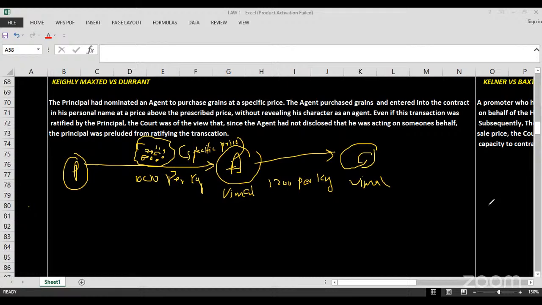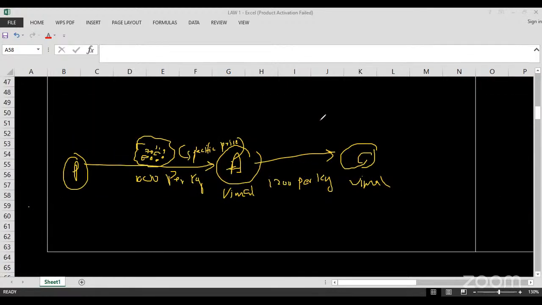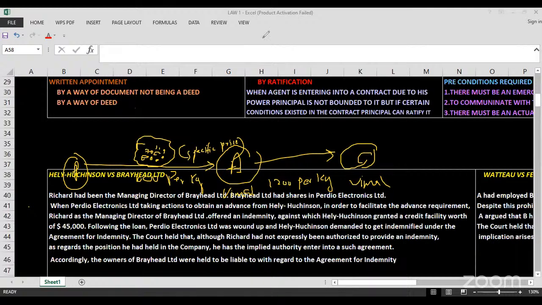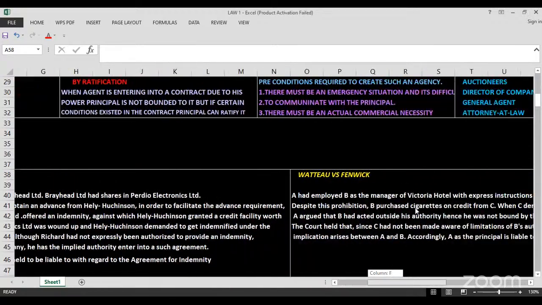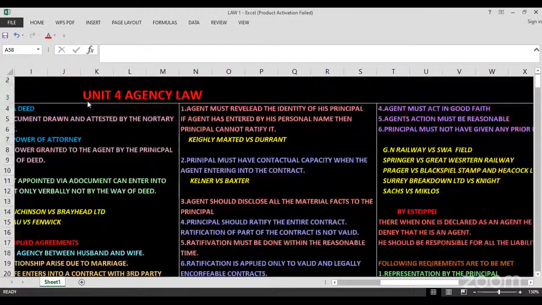Even if the principal says, okay, fine, no problem, I'll manage it, what does the court say? The court says no, you can't ratify it, because he entered into the agreement in his own name and never disclosed that he is an agent and you are his principal. So how can you ratify the transaction? The law prevents the principal from ratifying that transaction. That's the best example for this first point.